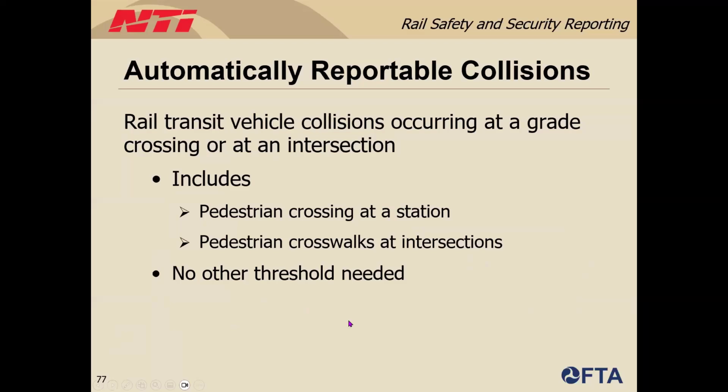Rail transit vehicle collisions at a grade crossing or at a street intersection are automatically reportable regardless of any other threshold. This includes pedestrian crossings at stations and pedestrian crosswalks at intersections. Note the inclusion of the word intersection does not change the threshold. It is to support the new intersection location that was actually not new anymore. It was added back in 2022, but we'll cover that in more detail when we get into the collision information section.